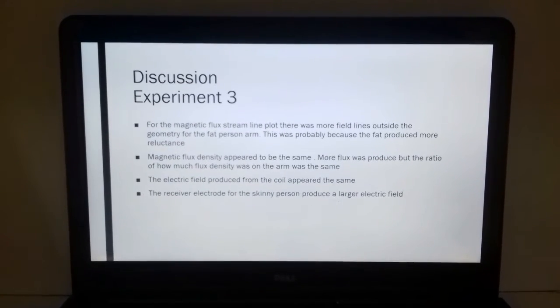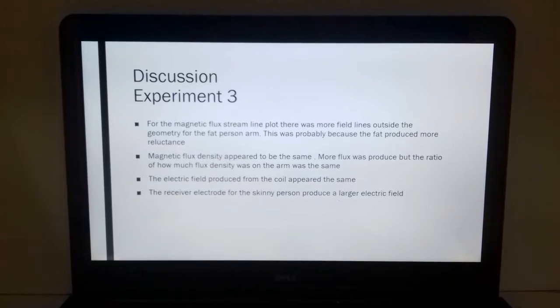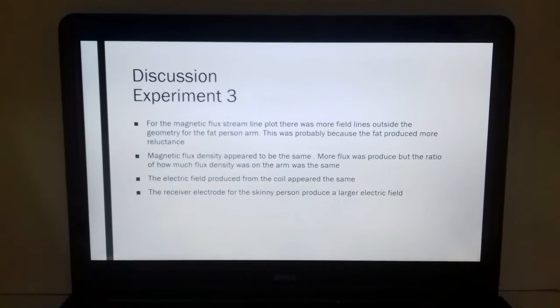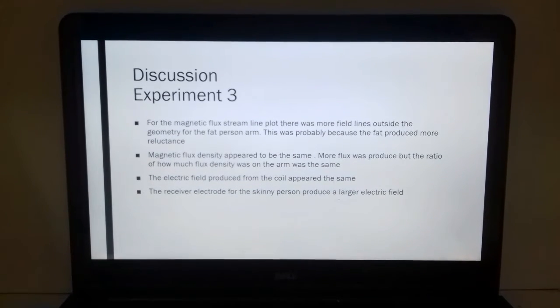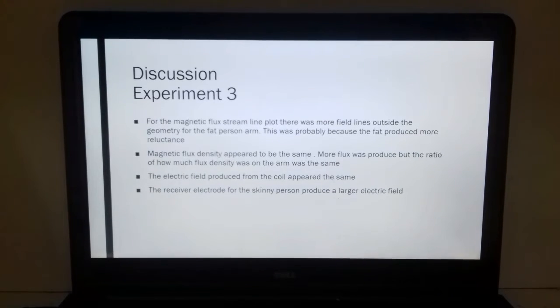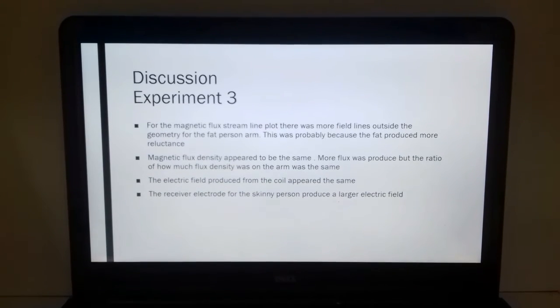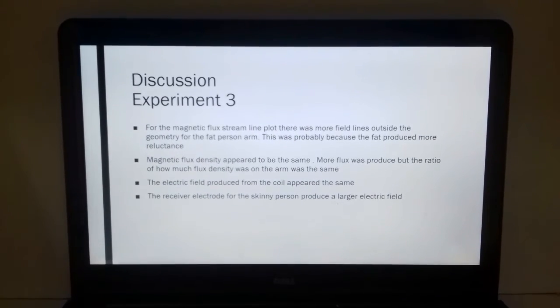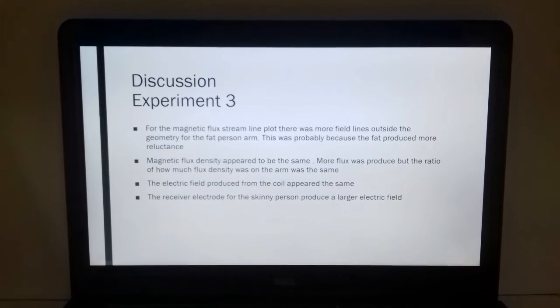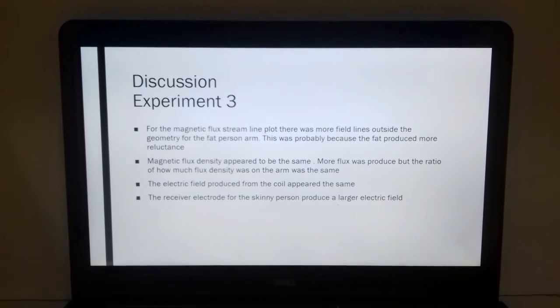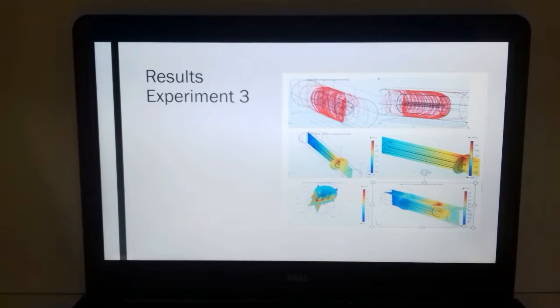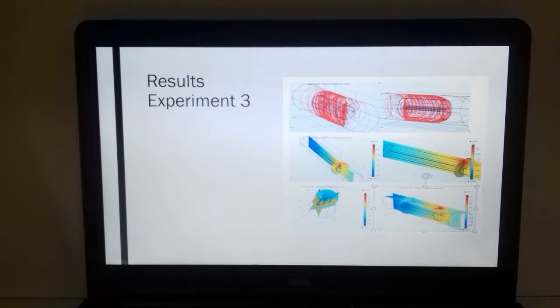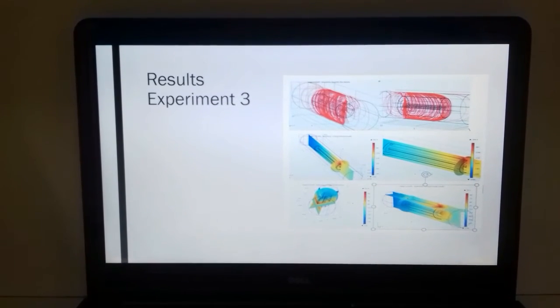So the magnetic field and the electric field produced was a bit more for the person with more fat, but the density within the tissues remained the same. The ratio of the density of the person with more fat and the person with less fat was the same within the tissues. But the receiver electrode, however, produced a larger electric field for a person with less fat.